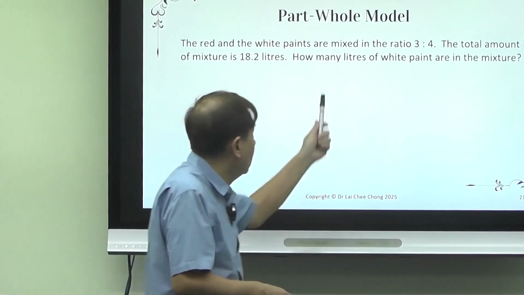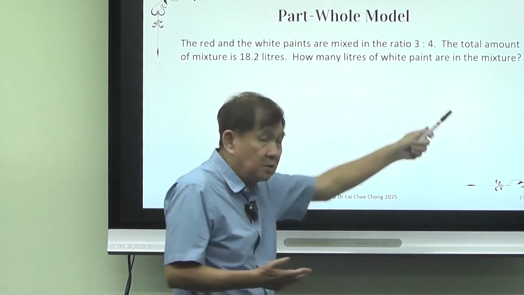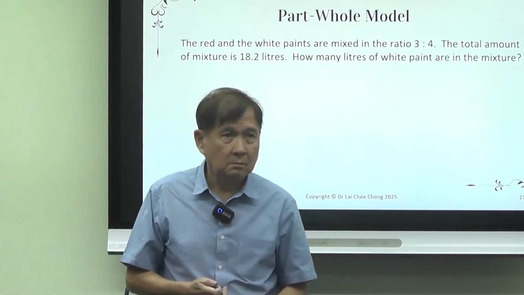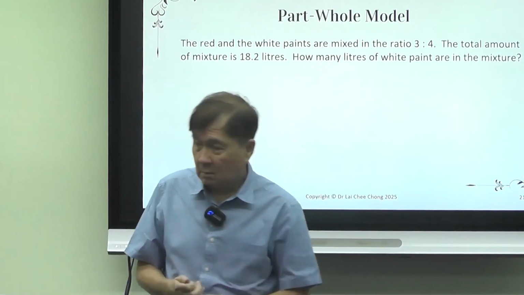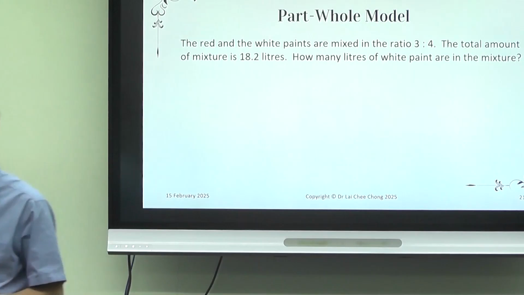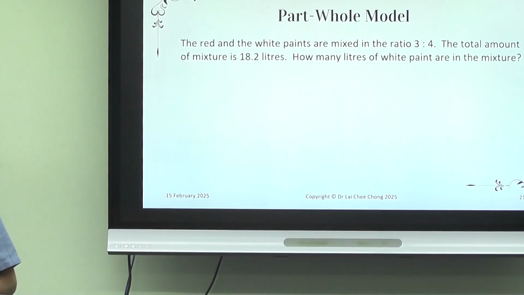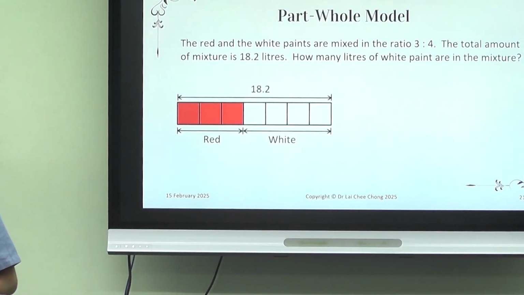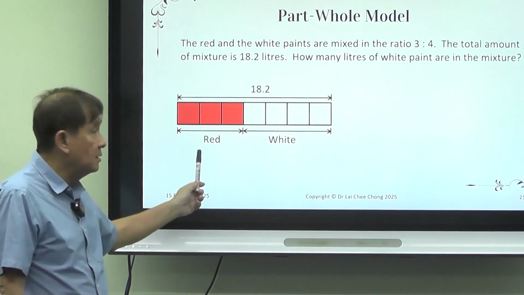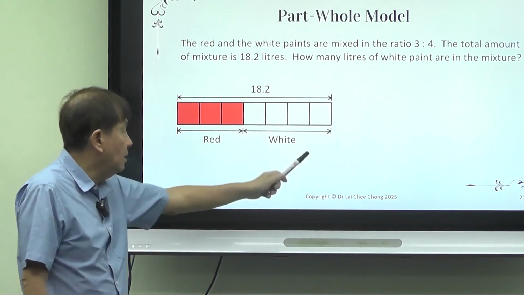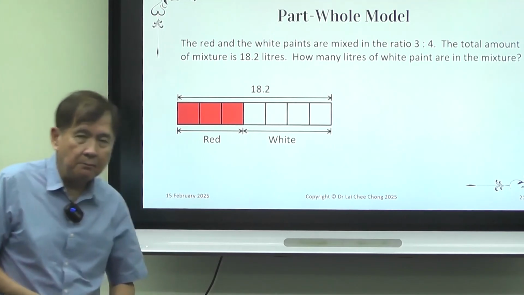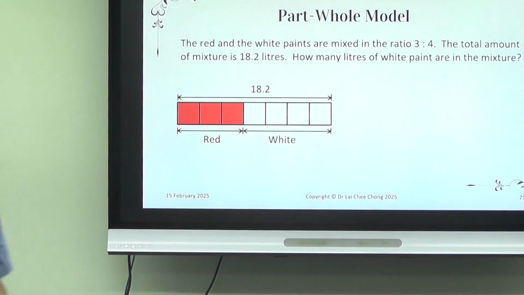So therefore, what does the question ask me? How many liters of white paint in the mixture is a part. So I must find the quantity of the white paint in the mixture. How to draw this one here? Same. You see that? Quite straightforward. That's what you've seen earlier. The red paint, the white paint, all mixed together. Total is what? 18.2 liters. That's how they would do it.